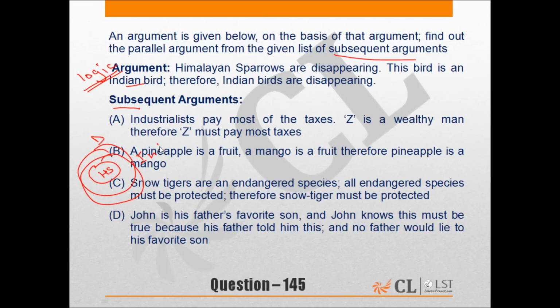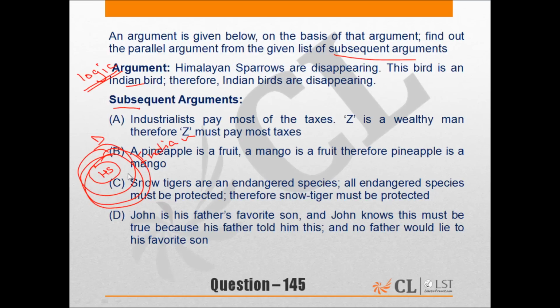Now, industrialists pay most of the taxes. Z is a wealthy man. A talks about industrialists. B talks about wealthy man. What is the relation between industrialists and wealthy man? We have no such information. Hence, argument A clearly does not follow the same pattern of logic. A, therefore, will not be the right answer.